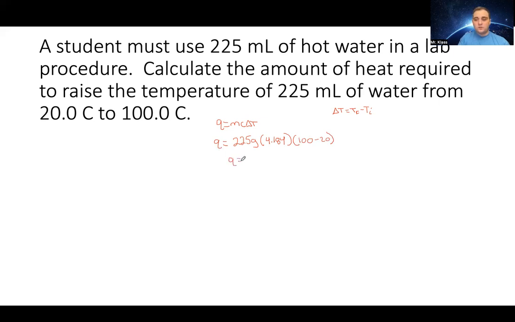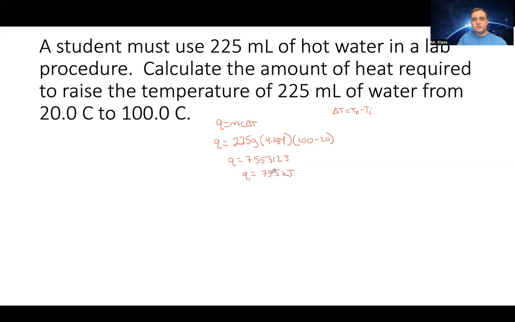I did the math for you, and we're going to get 75,312 joules. That's a very large number. So what we can do is we can just round this up to 75.5 kilojoules.